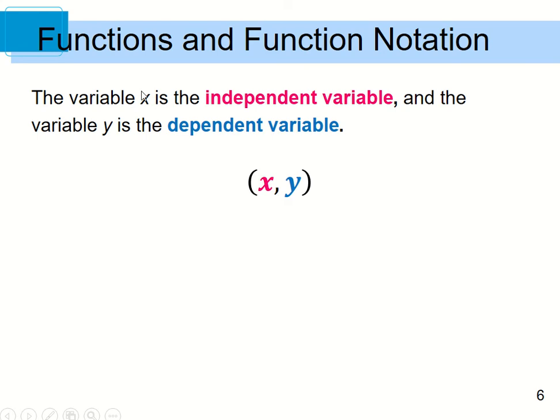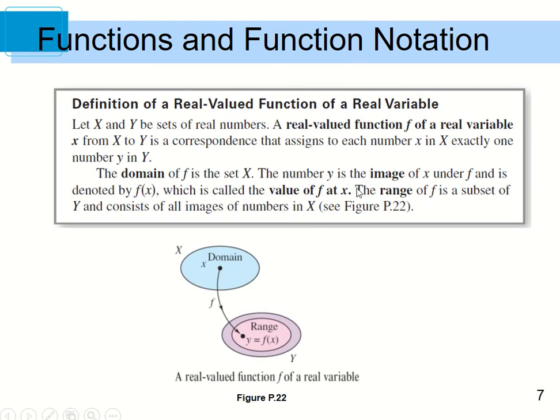Now the variable x, we call that the independent variable because the x is the input that is required. So this value usually we give it, we assign. And the variable y is called a dependent variable, right? Because we will actually find the value of y when the x is given. All right, so this is the formal definition of functions.